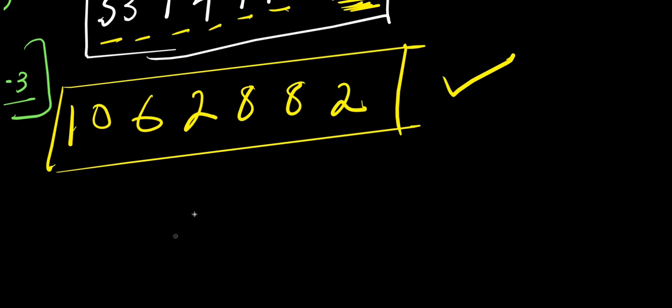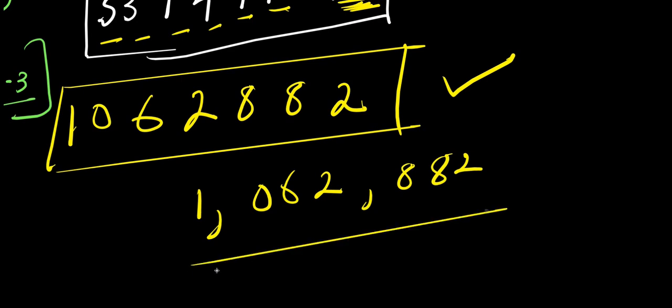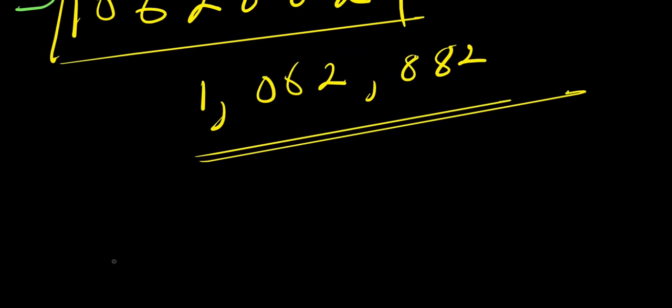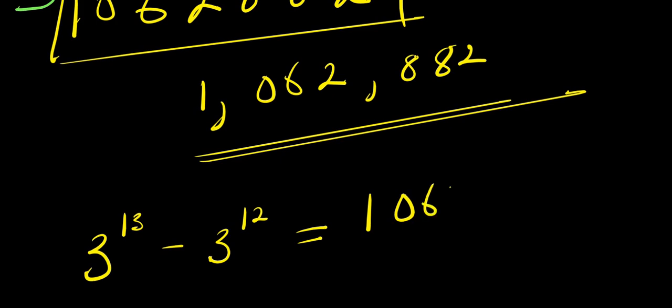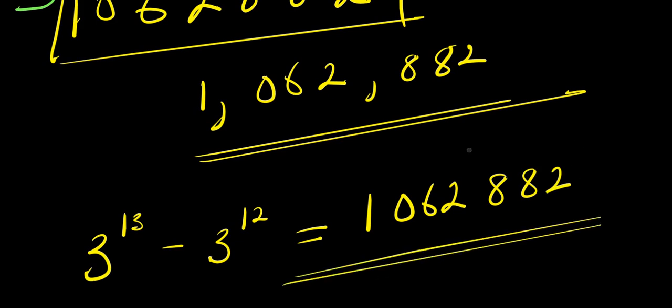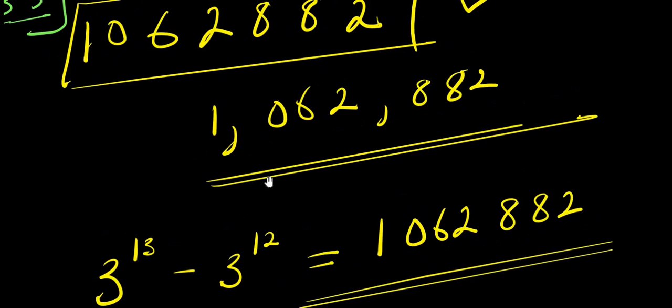So final answer is 1,062,882. That is for 3 power 13 minus 3 power 12. This equals 1,062,882. And we have achieved this without the use of calculator.